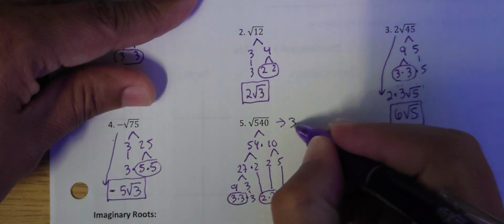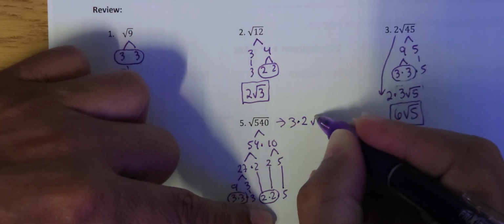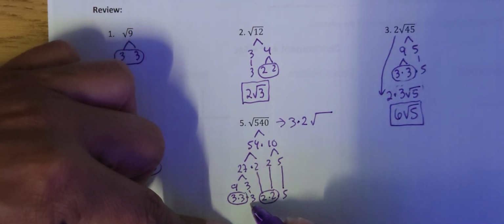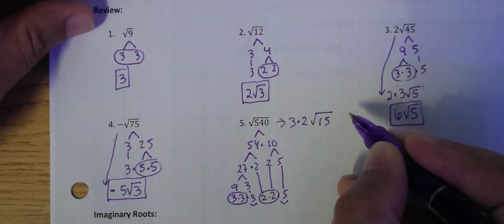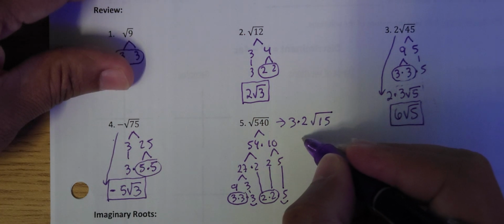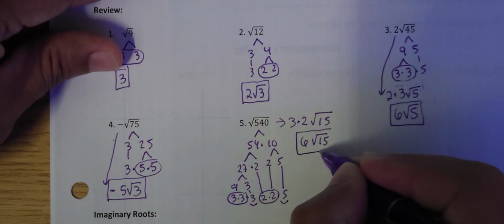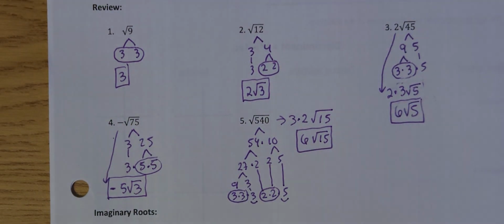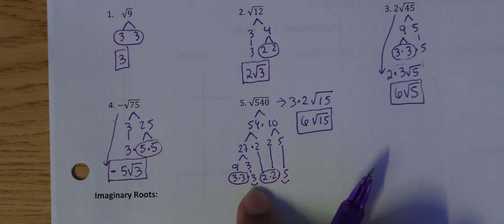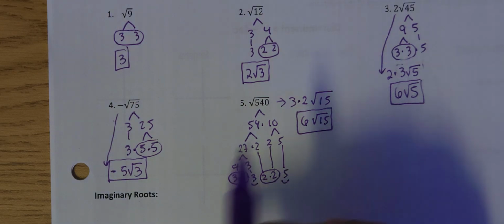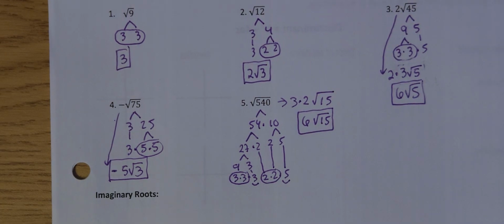I'm going to write that here for the sake of space. We have a 3 coming out because of that 3, and then we have a 2 coming out. And then we have the square root of 3 times 5 multiplied together, which is 15. So 3 times 2 is 6, square root of 15, and this is the simplest radical form for number 5. Again, the key is to get the prime factorization done, and then see if you can find two prime numbers that are the same, so you can take one out. For each pair, you can take one out, and then simplify as much as possible.